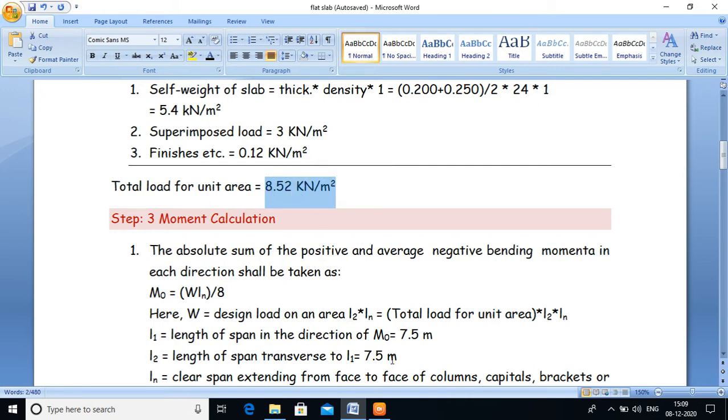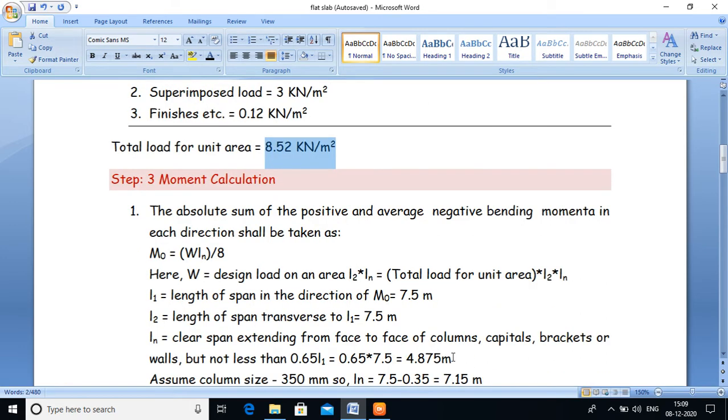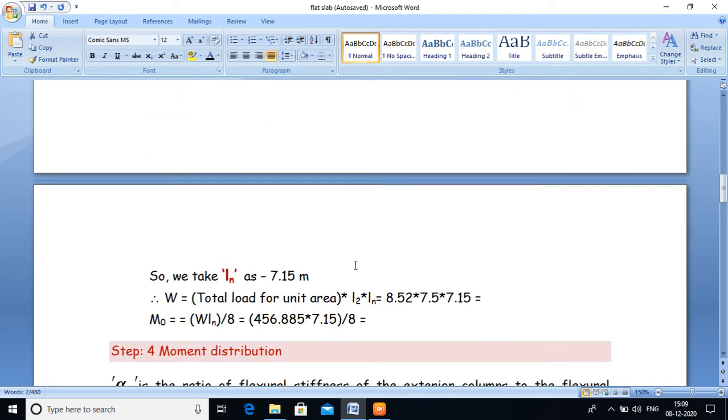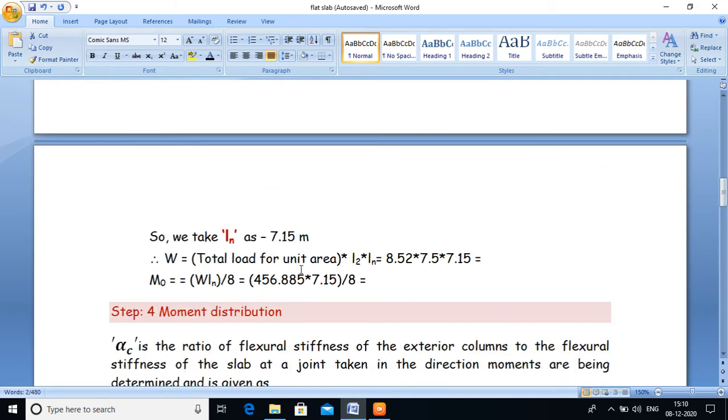If we multiply this 8.52 by L2 and ln, L2 is 7.5 and ln is 7.15. If we multiply these, the meter square gets cancelled and we get the value of W in kilonewtons. That calculation is shown here. For ln we have taken the maximum value. So how do we get W? The total load for the unit area into L2 into ln.